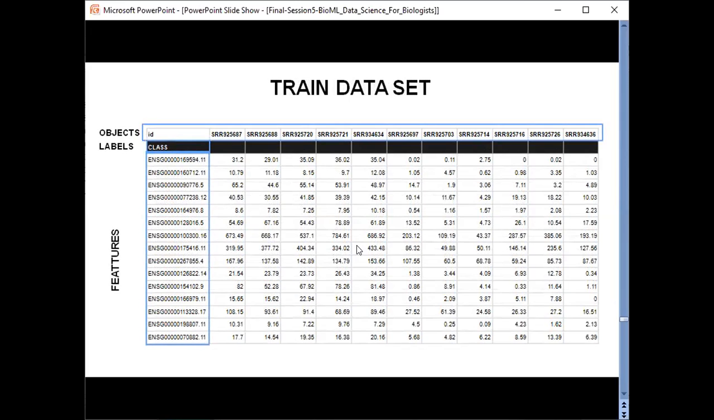An important aspect whenever you're dealing with machine learning is that there are some terms, like features. The features mean the genes, and the samples, in machine learning, we call them objects.